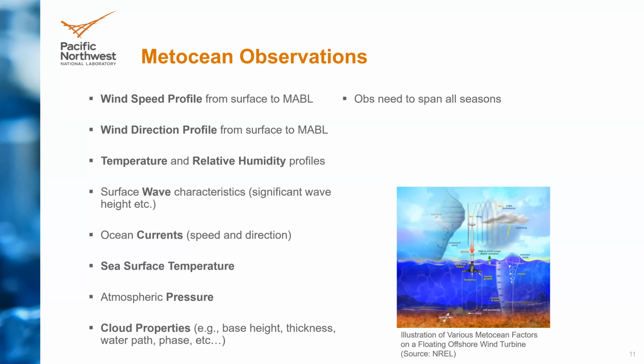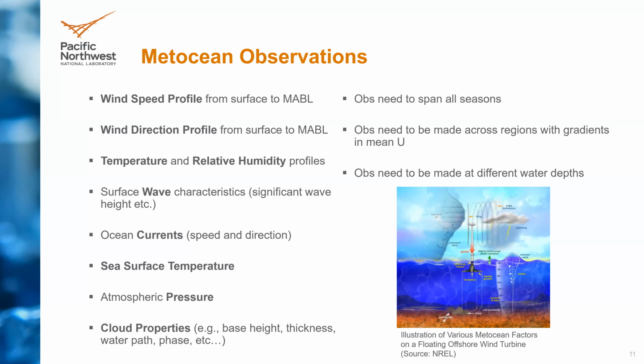Now, one thing is that these observations also need to span all seasons. They need to be made across regions with gradient mean wind in order to make sure that you're accurately capturing all of those processes. And also they have to be made at different water depths, because as you can imagine, the effect of the coastal bathymetry would influence the atmosphere quite a bit.